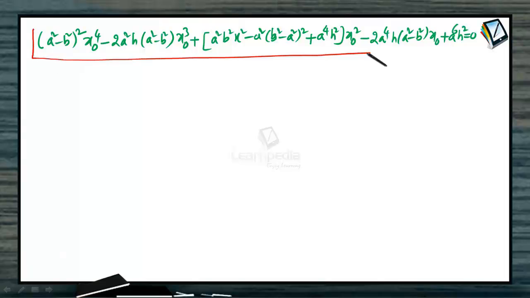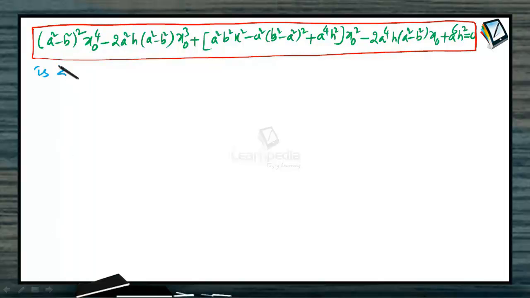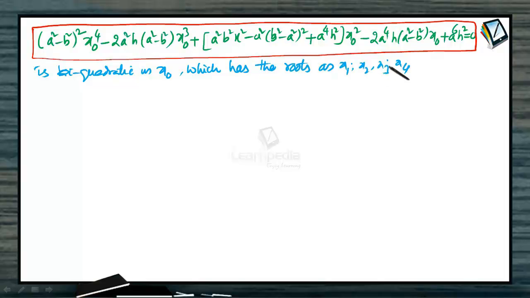This is the simplified equation we had earlier, that is equation 2. Now this is biquadratic in x naught. As it is biquadratic in x naught, it has the roots x1, x2, x3 and x4, because we have taken x naught, y naught to be any point among them.